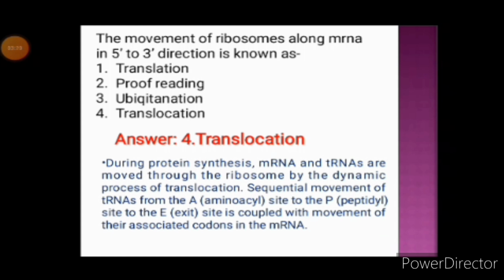During protein synthesis, mRNA and tRNAs are moved through the ribosome by a dynamic process of translocation. Sequential movement of tRNAs from the A site or amino acid site to the P site, that is peptidyl site, to the E site, that is exit site, is coupled with the movement of their associated codons in the mRNA.